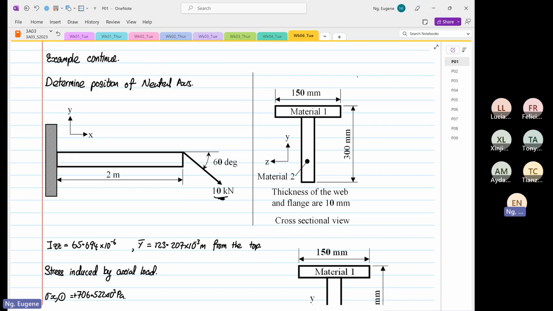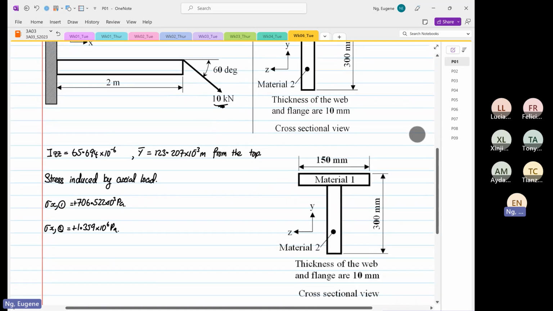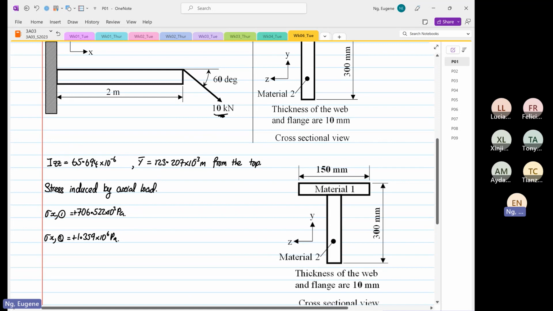So from here, what we did the last time is we determined the second moment of area, where we also determined the position of the centroid from the top. Then we did our stress. We calculated the stresses induced by axial loading. So material 1 will see 706.522 times 10 to the 3 Pascal. And stress X in material 2 is 1.359 times 10 to the 6 Pascal.